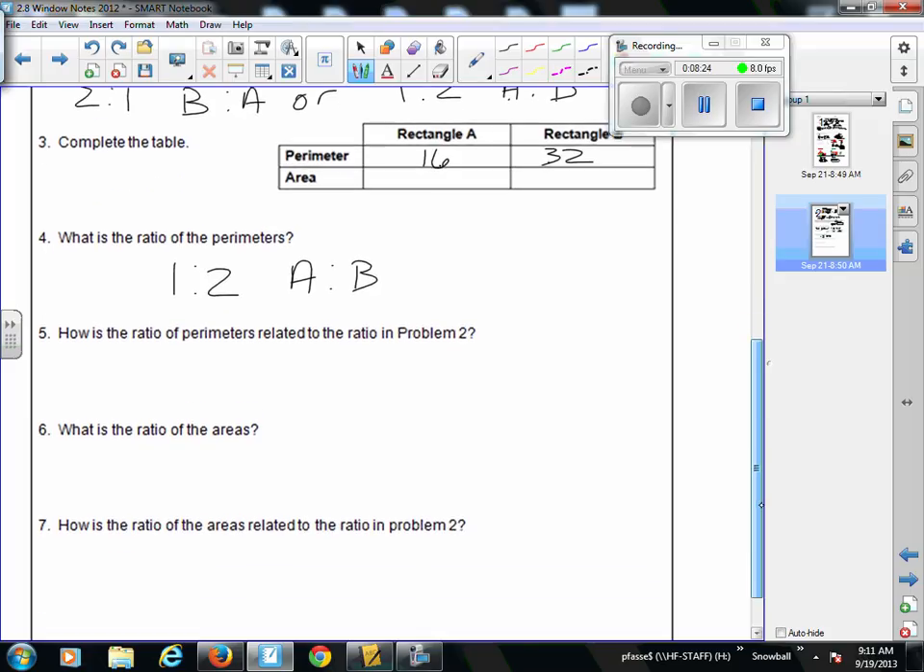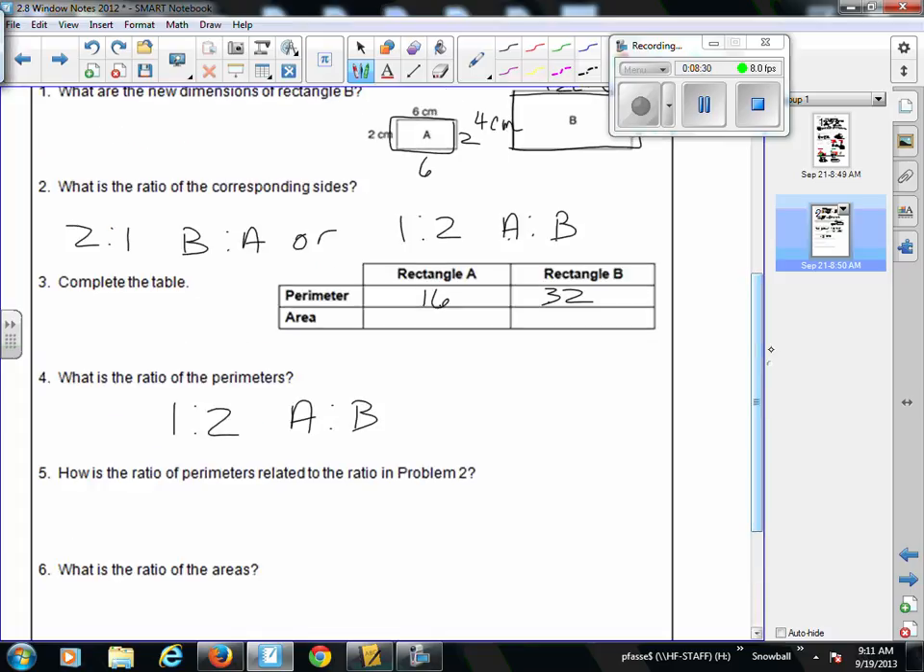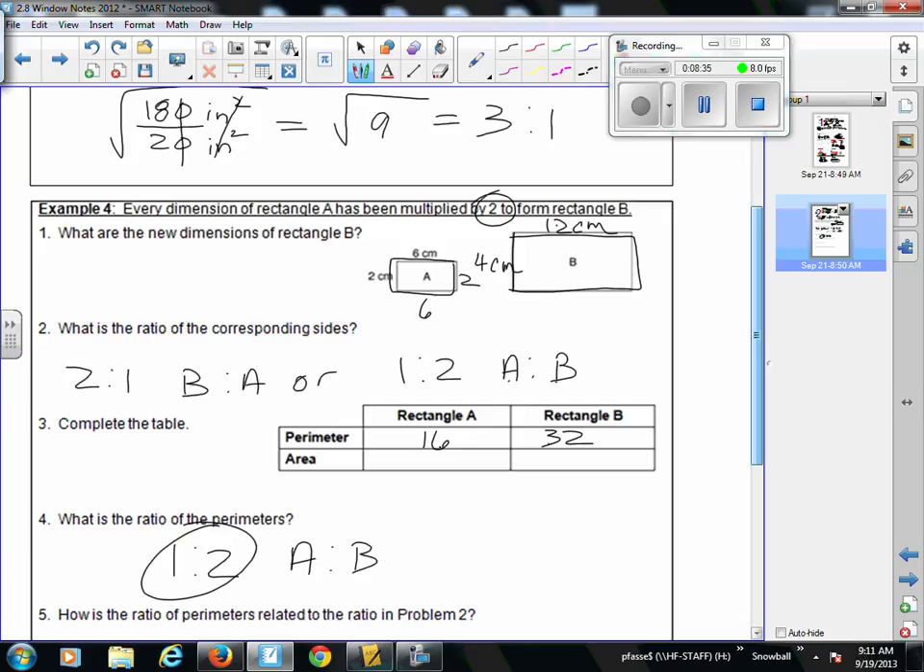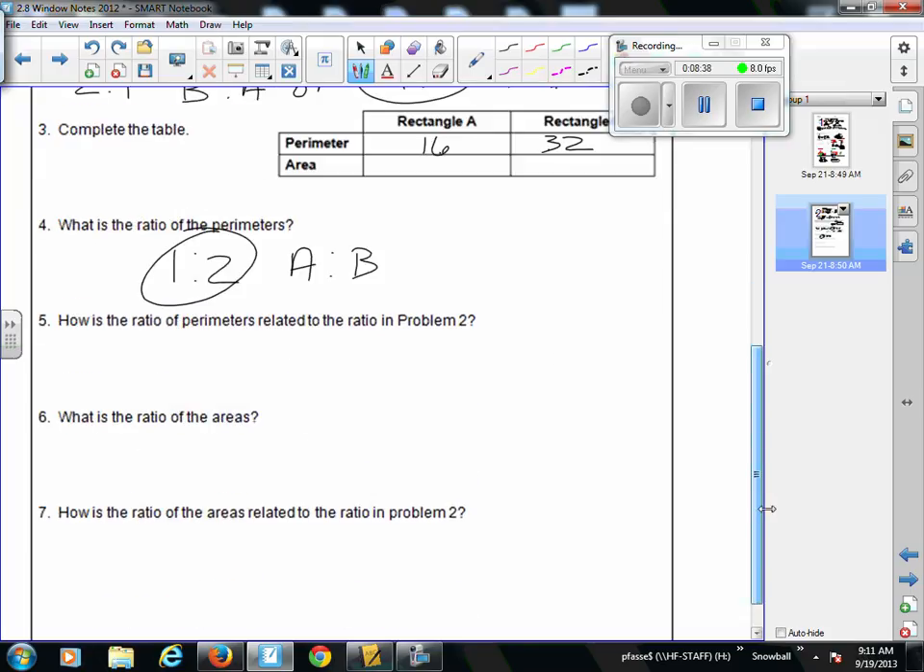How is the ratio of perimeters related to the ratios in problem 2? Meaning, how is the perimeter ratio related to the ratio of the sides? They are the same. So the side ratio is equal to the perimeter ratio.